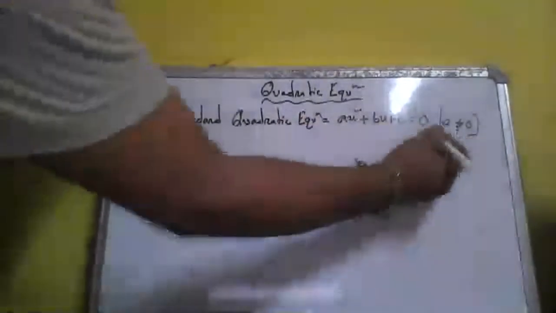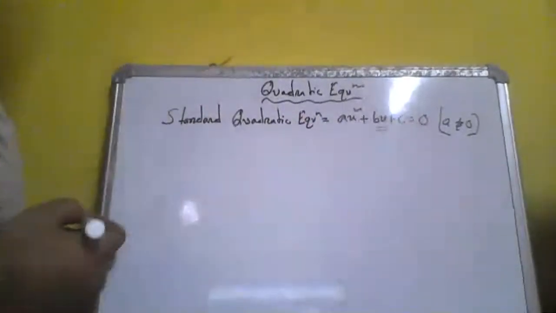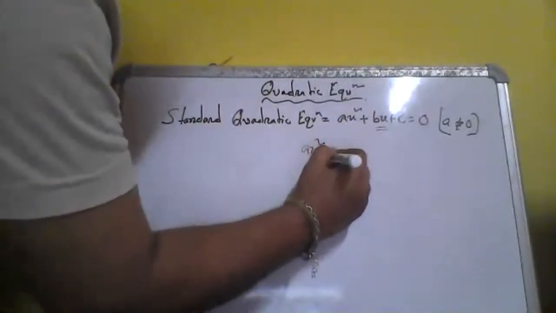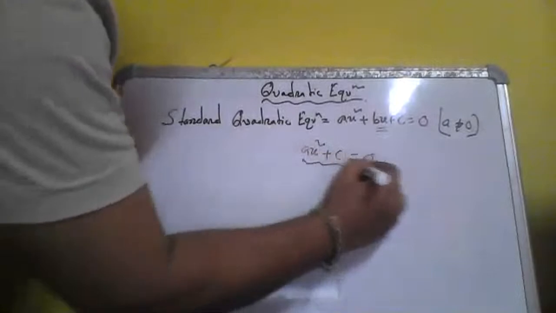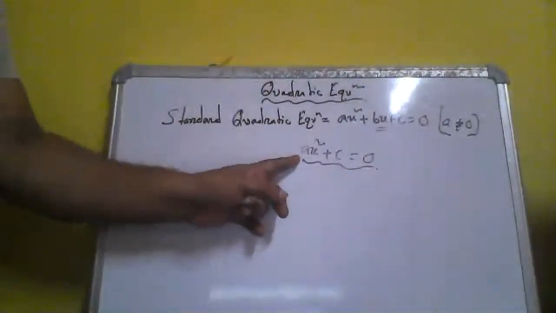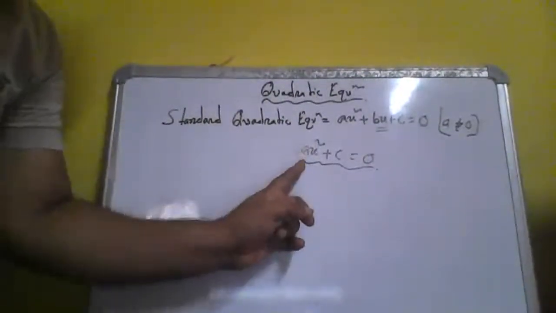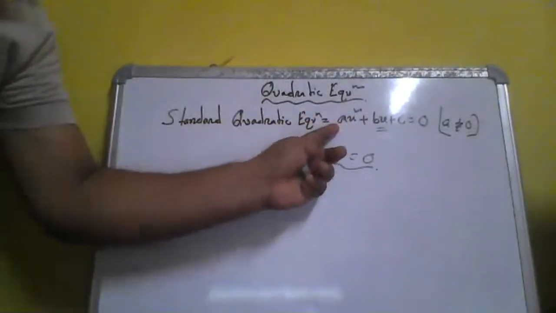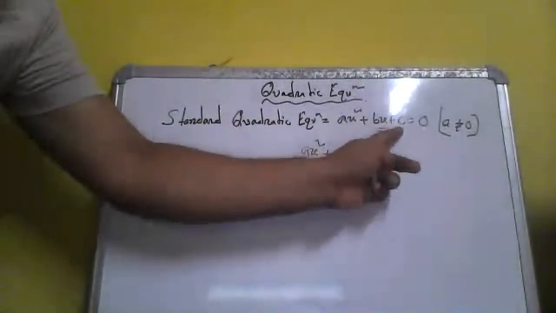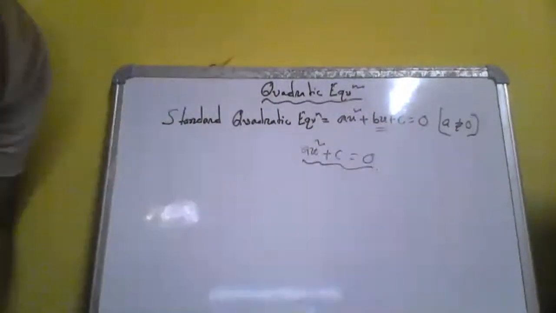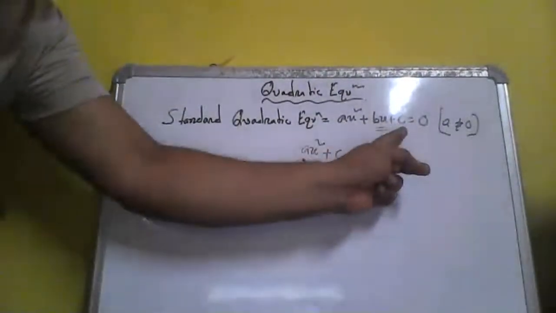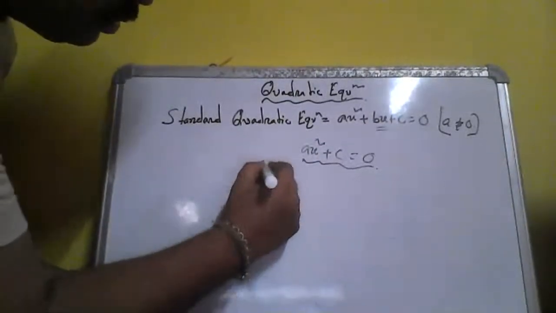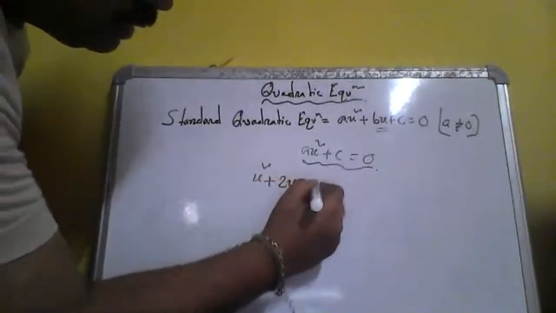Now when b equal to 0, then this equation is like ax square plus c equal to 0. Then this one is called pure quadratic equation. So when b equal to 0, this equation is called pure quadratic equation. Now ax square plus bx plus c. C is what? C is constant term. C is constant. Understood?